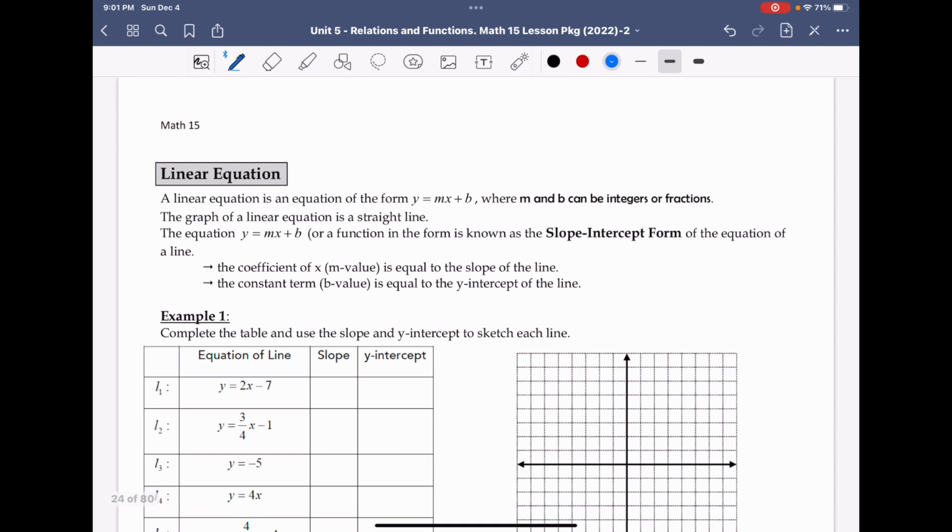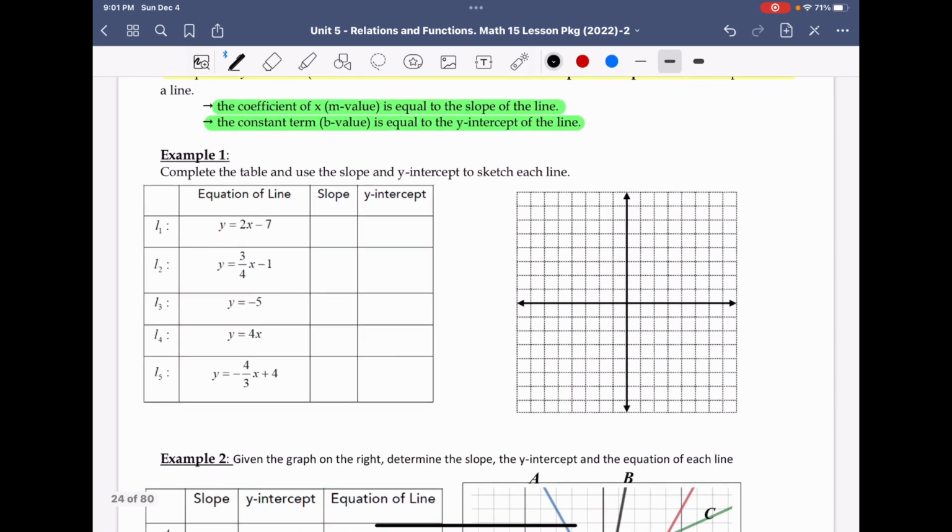All right, so a linear equation always has the form of y equals mx plus b, and we call this slope-intercept form. Now, to be really clear here, our coefficient of x, or our m value, is equal to the slope. Our constant term, or the b value, is equal to our y-intercept of the line. So let's actually look at an applied example below and see if we can graph a bunch of equations and determine their slopes and y-intercepts.